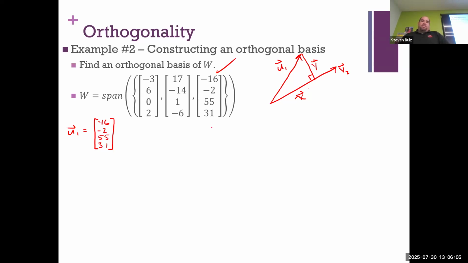So we're trying to find an orthogonal projection. We can do that using dot products. So U1 dot V2 will give me a sense of how much directionality U1 and V2 have in common. But that's really only valuable if I give it as a ratio of the length of V2.